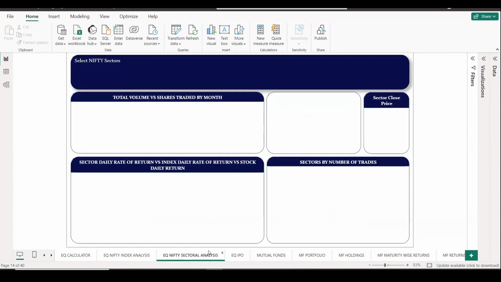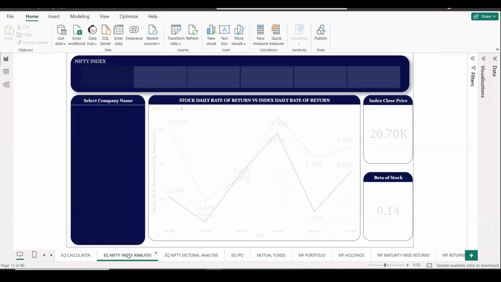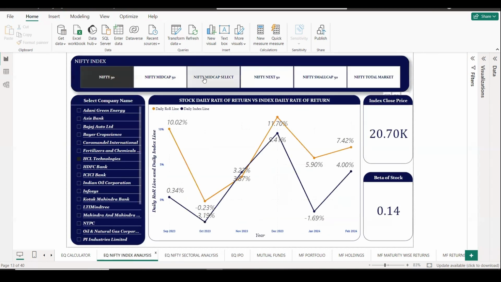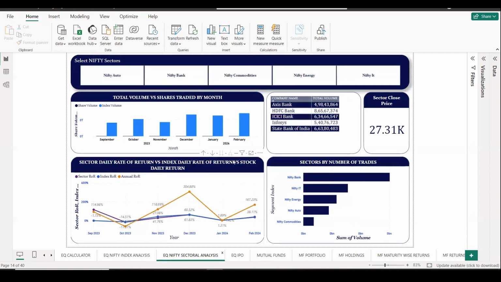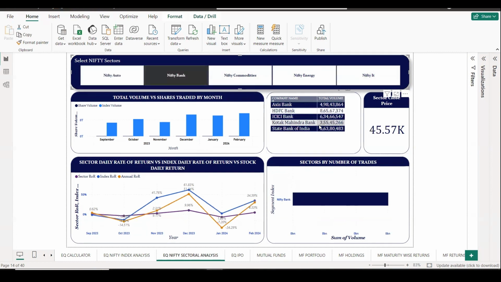And Nifty sector analysis also is very similar. Instead of taking index as Nifty 50 and Nifty mid cap and all these indexes, we use sectoral indexes. So you can select a Nifty auto for comparison of all the automobile industry companies, and banks for other banking companies. So this is that page.